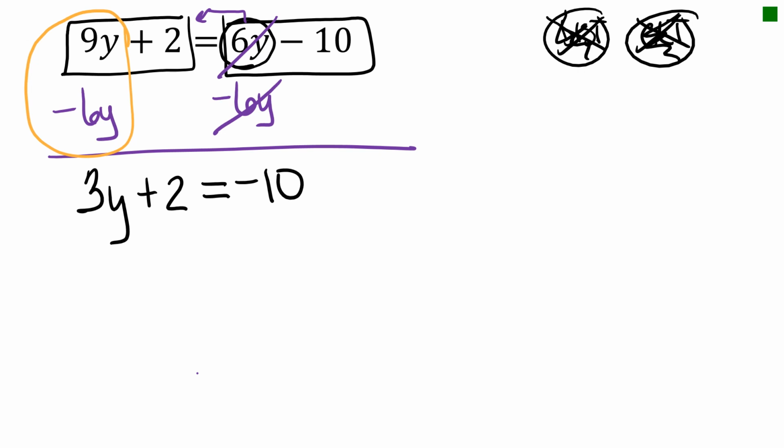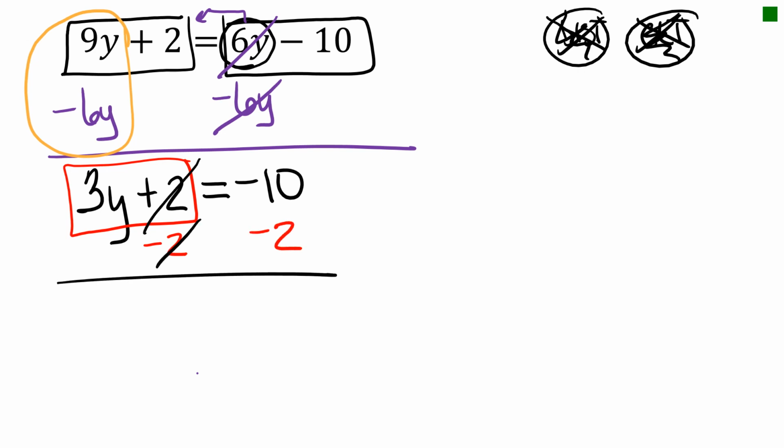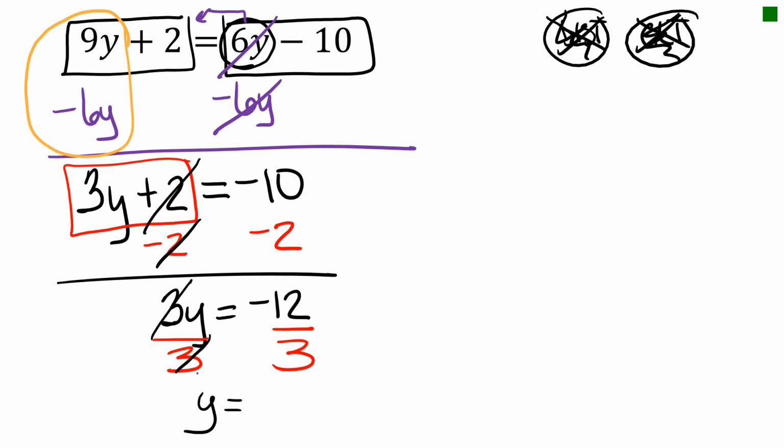Down to that two-step equation. On the left-hand side, I've got the plus sign. I need to get rid of a plus 2 by subtracting 2 on both sides. The 2 and the negative 2 cancel. So I have 3y is equal to negative 12. Got my multiplication of a variable and a coefficient. I'm going to divide by the coefficient, which in this case is 3. The 3's cancel. Y is equal to negative 4. So the only thing new is moving that variable term over to the left-hand side.